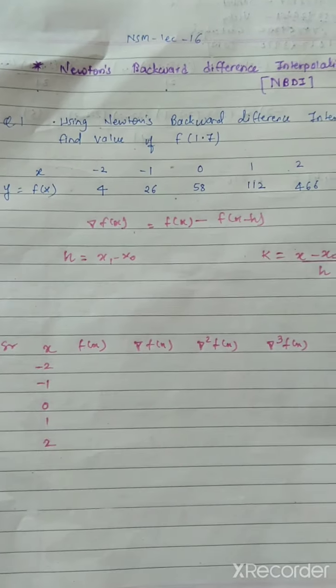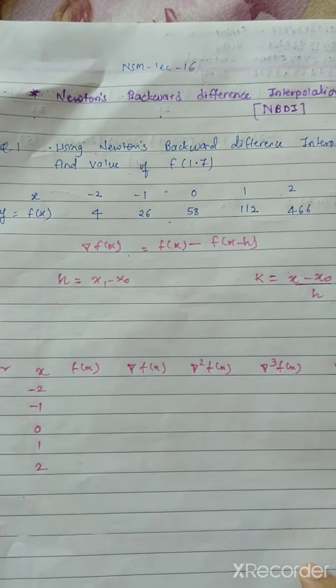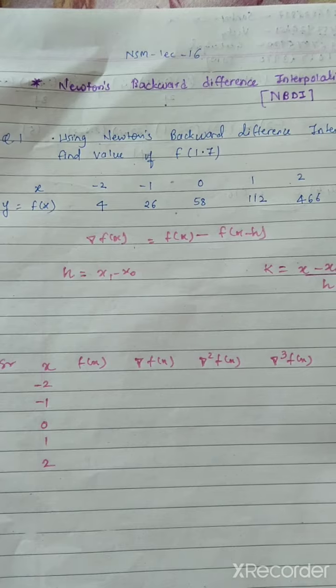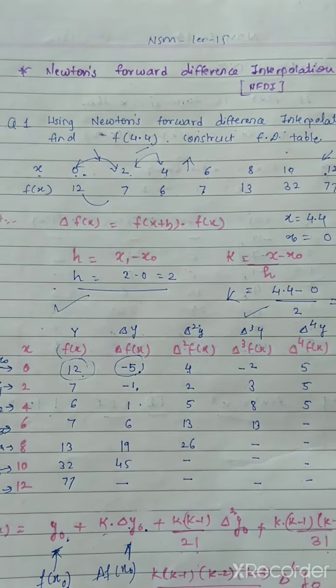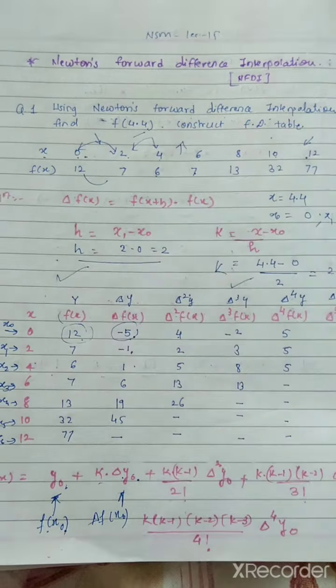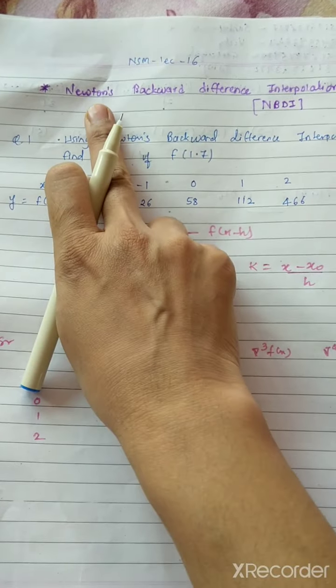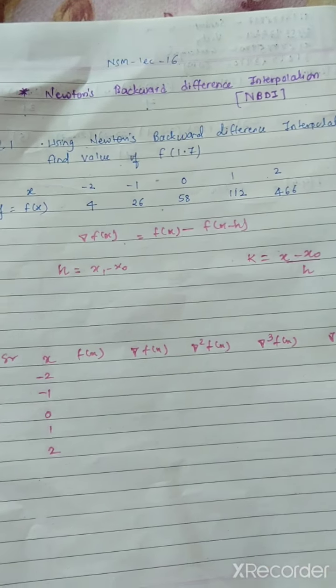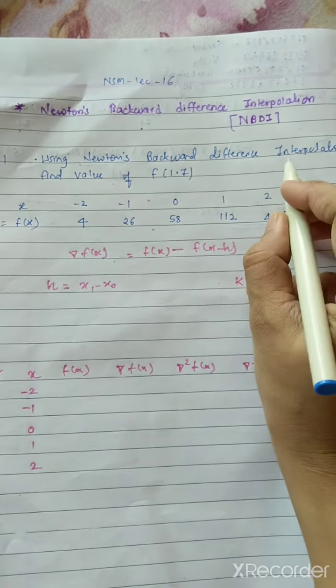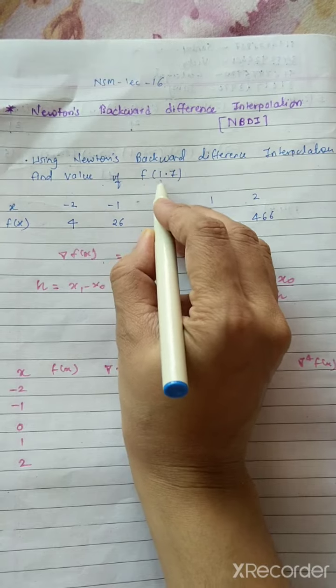NSM Lecture 16. The previous one was 15. By mistake I have written 13 over here. In the 15th lecture we saw Newton's forward difference interpolation. Now in the 16th lecture we'll see Newton's backward difference interpolation. Using Newton's backward difference interpolation we have to find the value of f of 1.7.